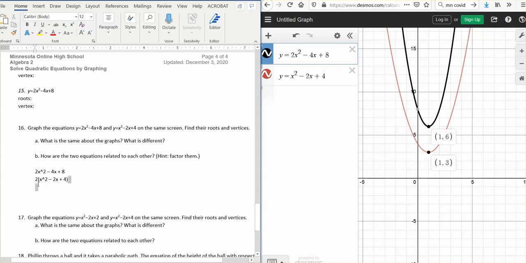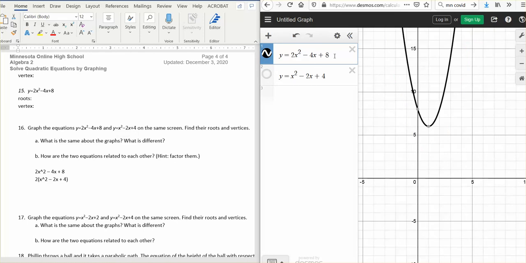I factored out the greatest common factor. I don't think there are any factors of 4 that add to -2, so this is as far as I can factor. But that's the exact same thing as this one. So the 2x squared minus 4x plus 8 was this one, and the other one was wider than that, wasn't it? So by multiplying by 2, it actually made the graph skinnier. The vertex also moved, but it made the graph skinnier.